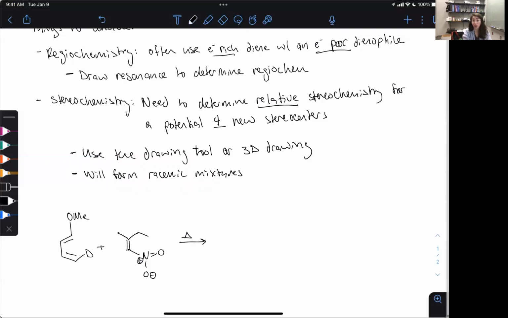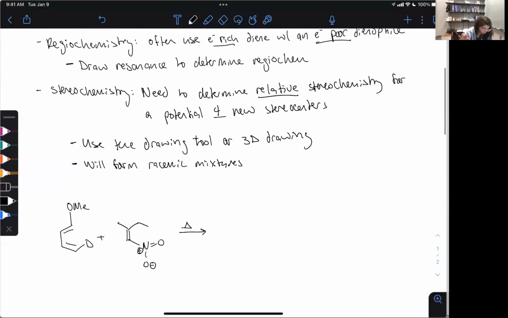Catalysts can help you get single enantiomers. So if you've got a chiral catalyst, then you can form a single enantiomer product, or just help lower the reaction temperature. There's a lot of different ways to use them, but we're going to focus on just the non-catalytic versions.